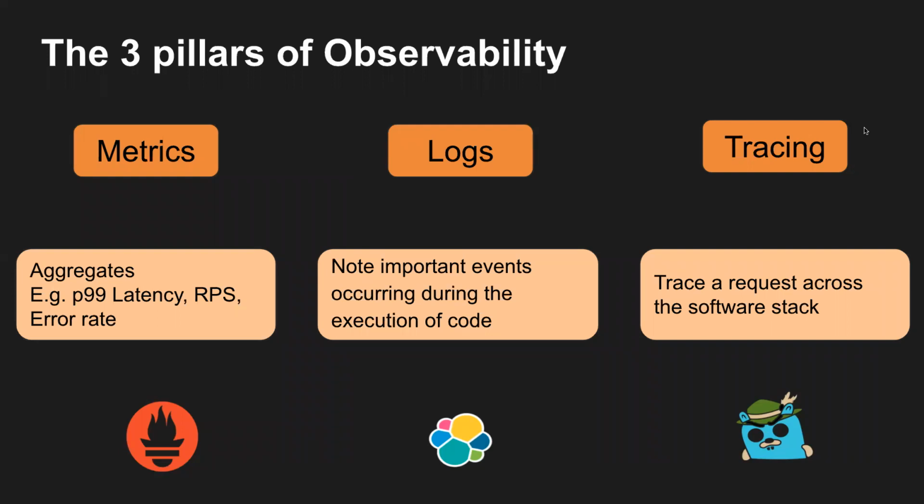Metrics is an aggregate. So if you are checking the average latency of your application or the 99th percentile latency, the number of requests handled per second or per minute by your application, or the error rate, like what percentage of your requests are sending out errors, everything is an aggregate and it comes under metrics.